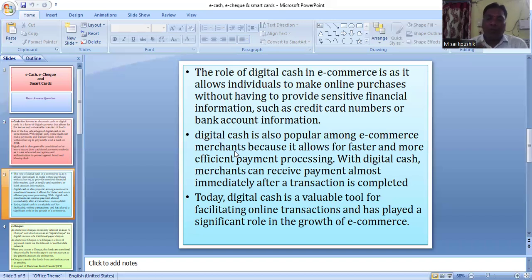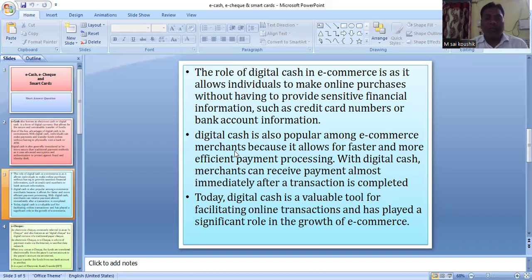Is that clear? Today, digital cash is a very valuable tool for facilitating online transactions and has played a significant role in the growth of e-commerce. Nowadays, we can't expect e-commerce without it. Why? Because e-banking, e-marketing, e-shopping are very popular nowadays. Means all types of e-commerce applications will be controlled by this e-cash.